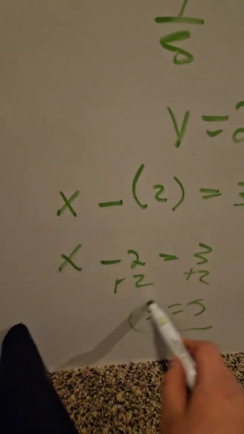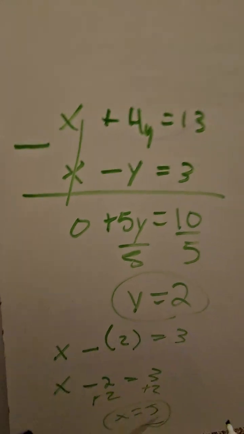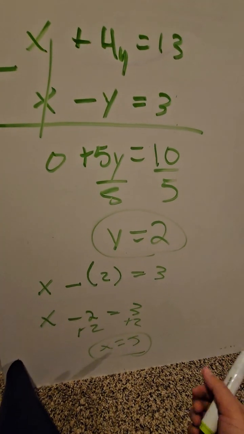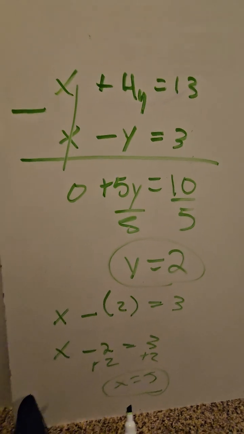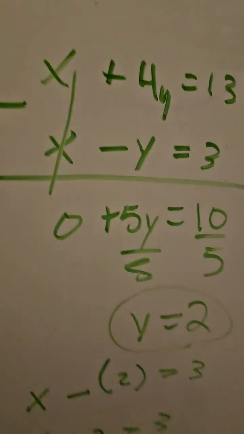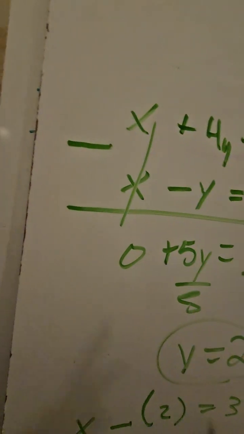We found what x is and we found what y is. And you can plug it back in to see if those answers are true. But that's essentially how your teacher did it. You could also have put a negative down here and then added them.